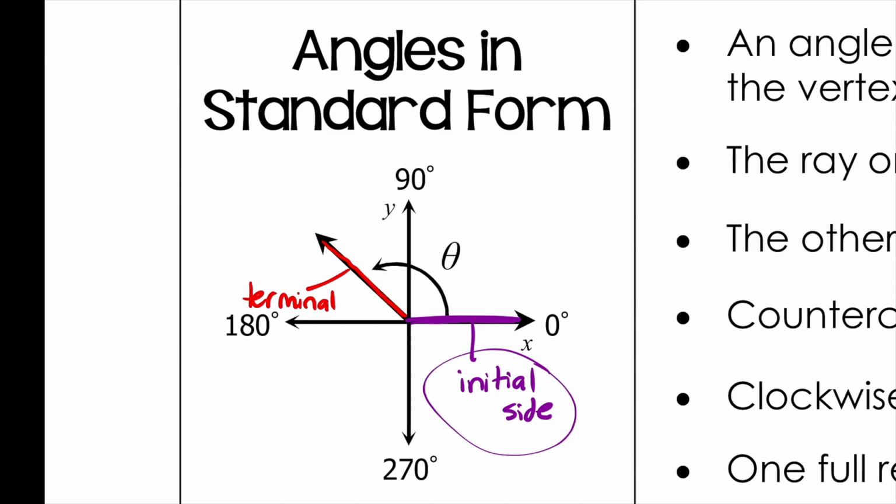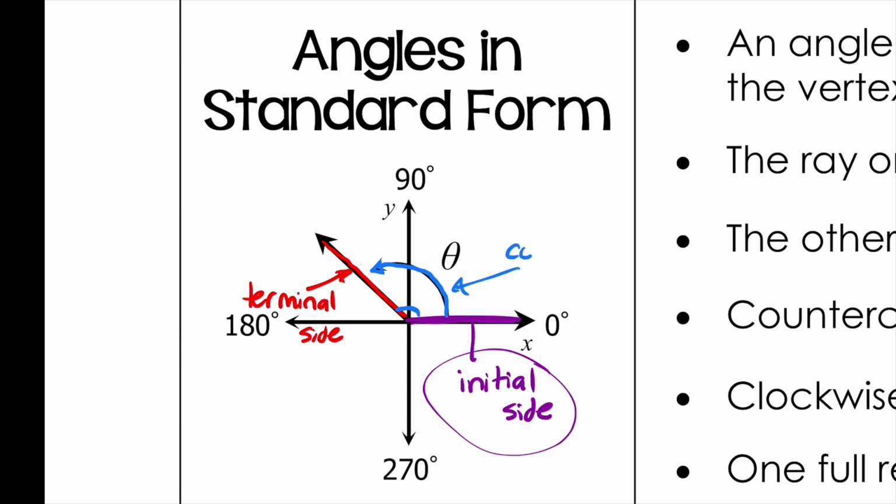The other side of the angle that you see here with the arrow that I'm drawing in red, that's called the terminal side. They call it the terminal side because that's where the angle ends. It starts at the initial side. Initial means beginning. And then it terminates at the terminal side. So that arrow shows you how the angle is formed. Initial side stays still. Terminal side kind of swings. If you notice, it swings counterclockwise.